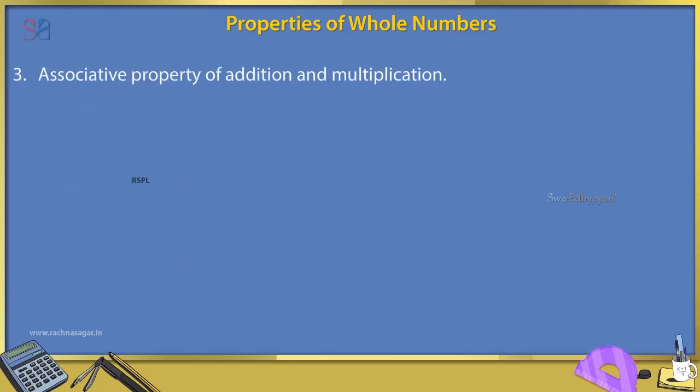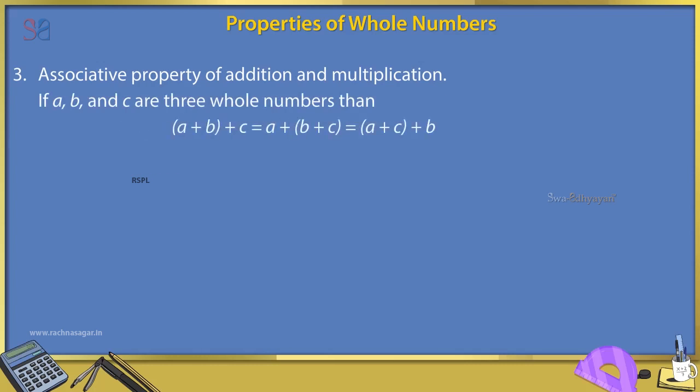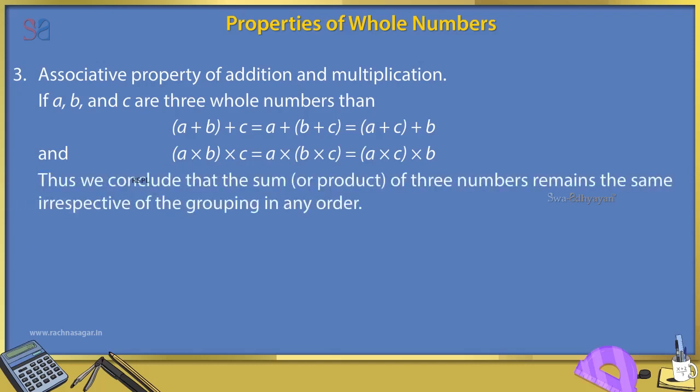3. Associative property of addition and multiplication. If A, B and C are three whole numbers, then A plus B plus C is equal to A plus B plus C, which is equal to A plus C plus B, and A into B into C is equal to A into B into C is equal to A into C into B.